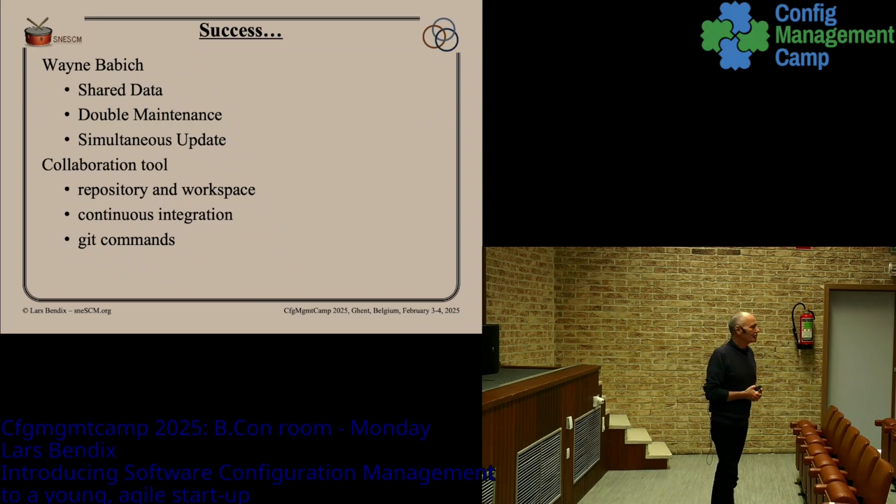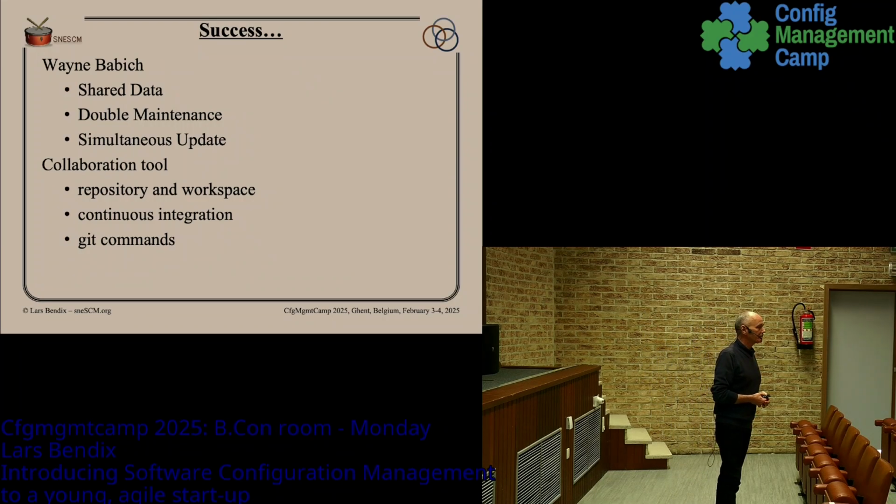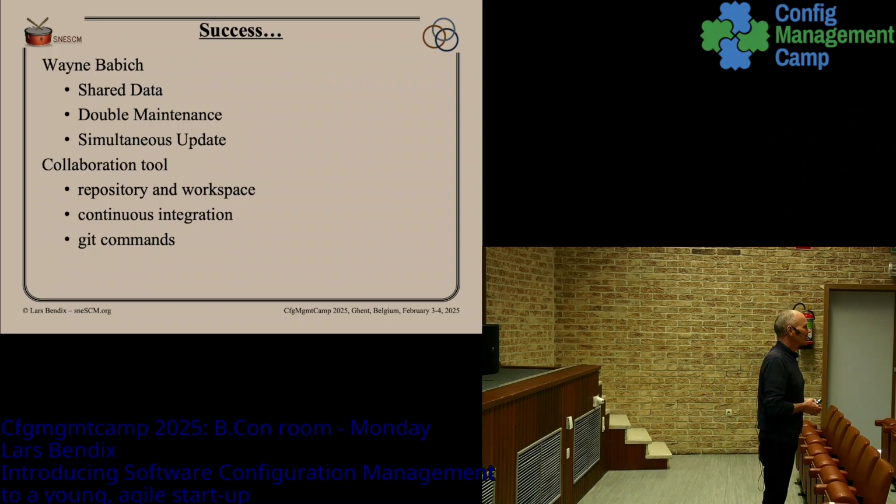So now that they have to produce code, we need to teach these people how they can collaborate without getting into problems with shared data and double maintenance and simultaneous update. So we have to teach them something about repository and workspace. If we don't have a repository and workspace set up, and work only on a file server, then when you change something, it'll hit me immediately. And if I'm not aware that you have changed something, I might think that the reason why it doesn't work now is because I have changed something.